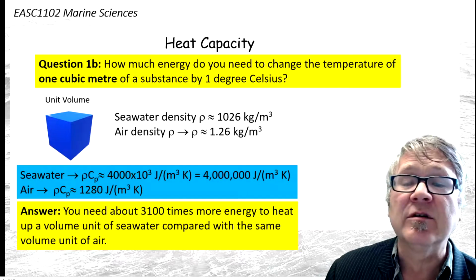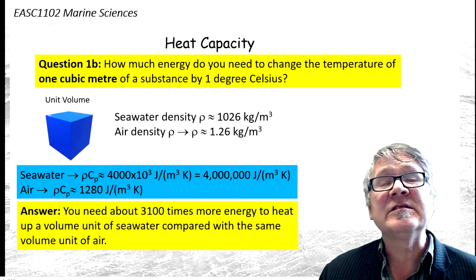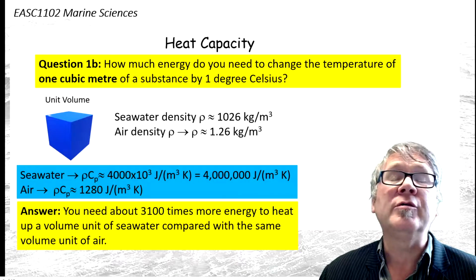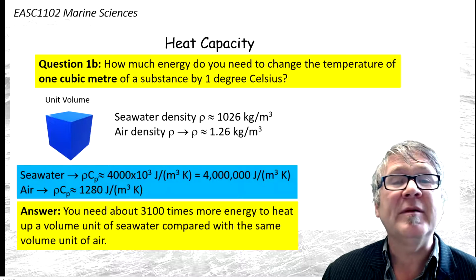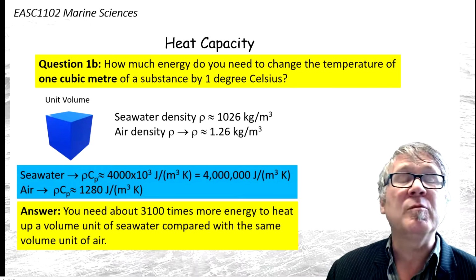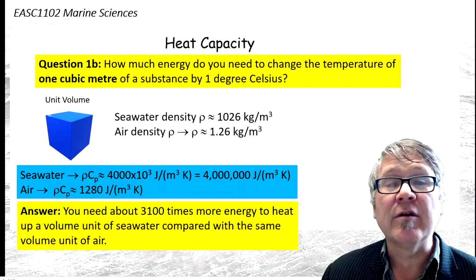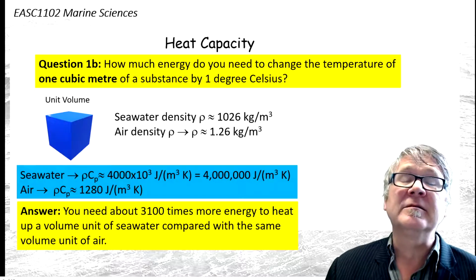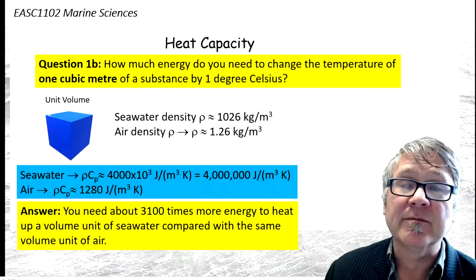the density of the substance. And the density is the weight per unit volume. Okay, so how much does 1 cubic meter weigh? Okay, for seawater it's around 1026 kilograms, and for air it's much lighter, it's only 1.26 kilograms.